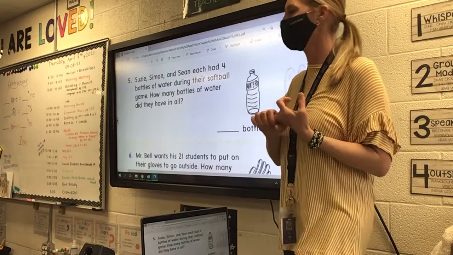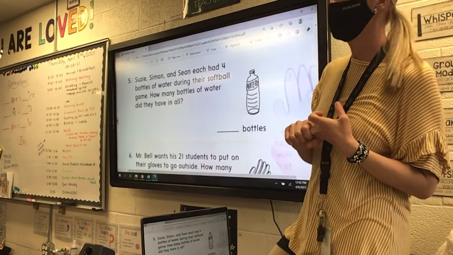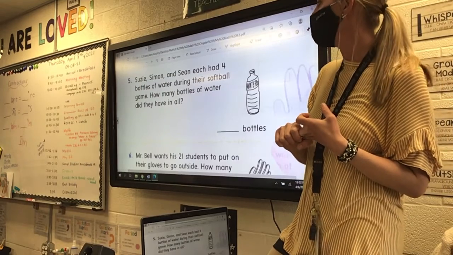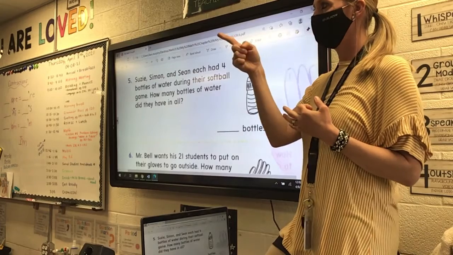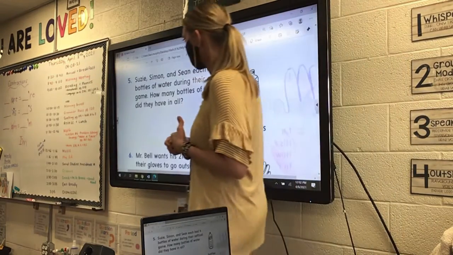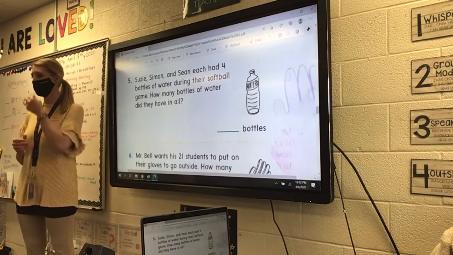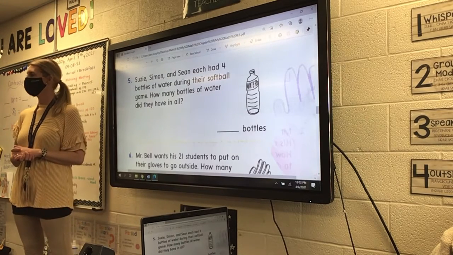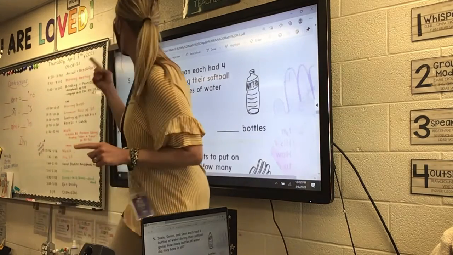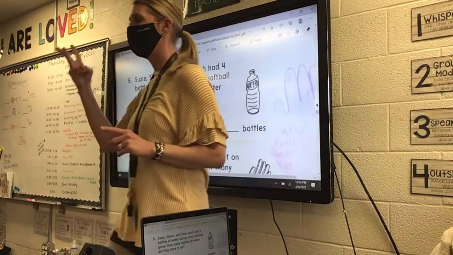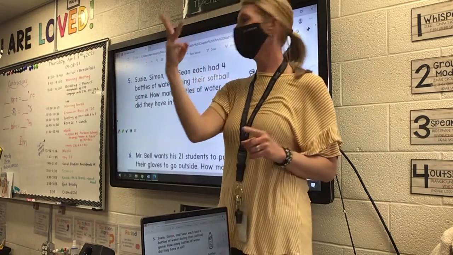Susie, Simon, and Sean each had 4 bottles of water during their softball game. How many bottles of water did they have in all? Wyatt, what is one thing we know? Okay, but let's make a table. We know that Susie, Simon, and Sean each have 4 bottles. How many people is that? They don't give us a number. 3. But we can count 3.